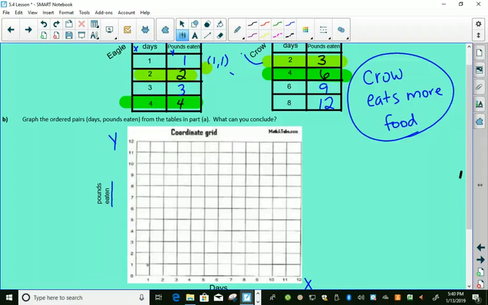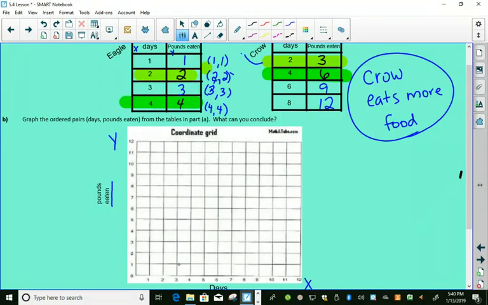For the second point in the table, for the second day, the coordinate is 2, 2. The third day is 3, 3. Again, the x is the first value, the y is the second. And then the fourth one is 4, 4. So if I graph these 4 points, I could go ahead and create a line for the eagle.